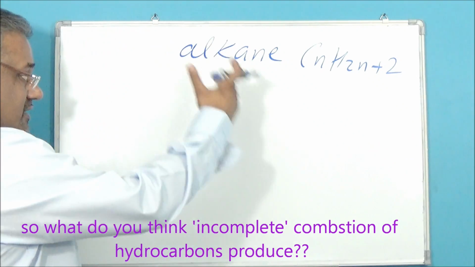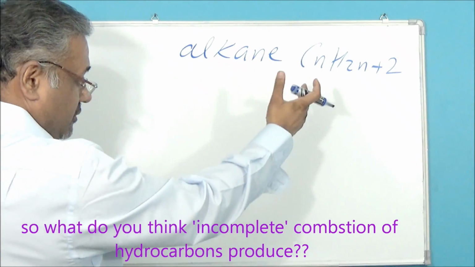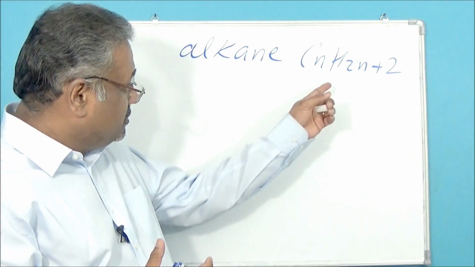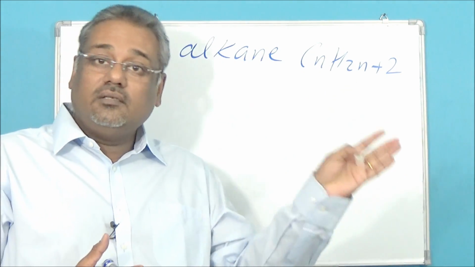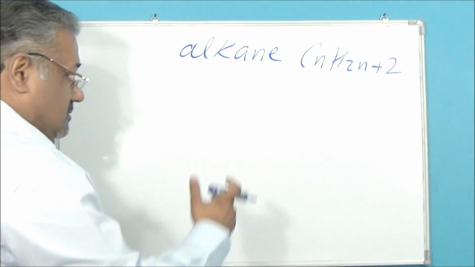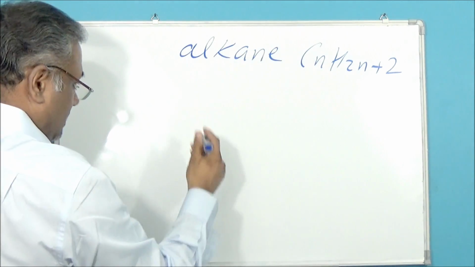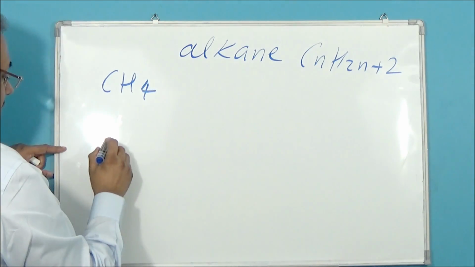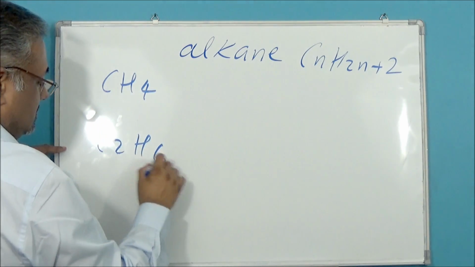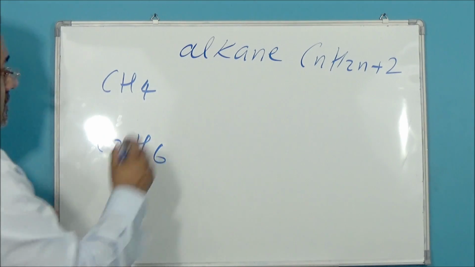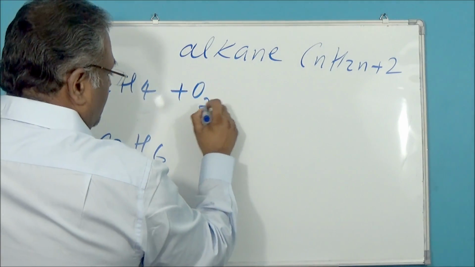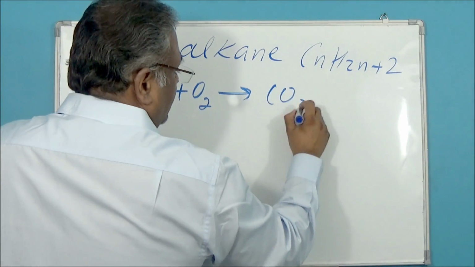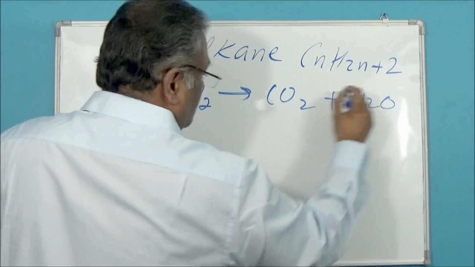Now let's pick up the first few alkanes. Don't forget, you should practice the molecular formula by substituting the value of n from 1 to 4. So starting off with n equals 1, that would give us methane, CH4. n equals 2 will give us ethane, C2H6. So if I do complete combustion of methane, as we agreed earlier, we will get CO2 plus H2O.